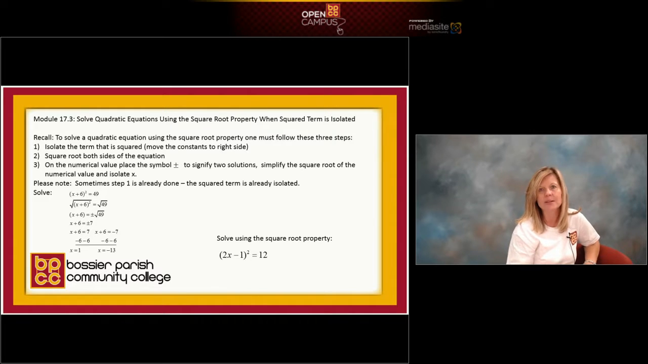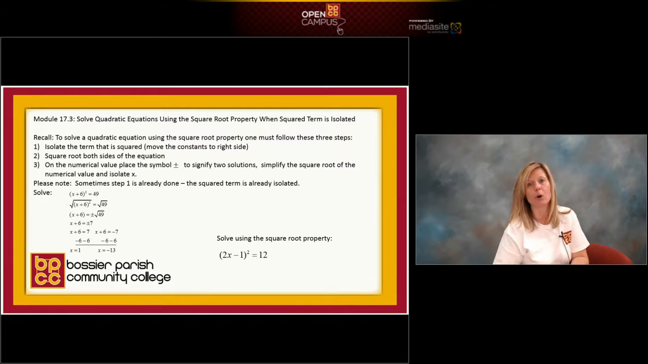Now, what happens is when we're solving a quadratic equation by doing the square root property, we may not need to do step 1. We may already have that square term isolated. And if that's the case, then we could just jump to step 2, which is square root both sides. So let's look at a quadratic equation where this is the case.